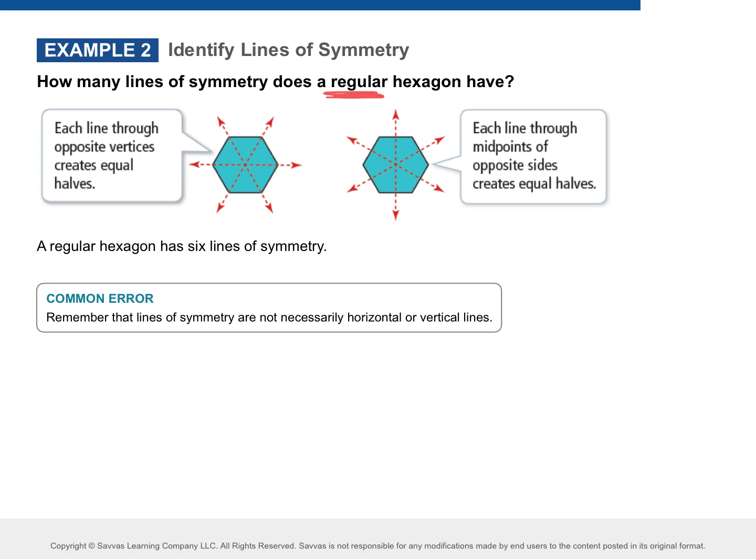Okay, I want to look at this one here, not on your paper. If it says a regular hexagon, first of all, how many sides does a hexagon have? 6. What does it mean by regular?